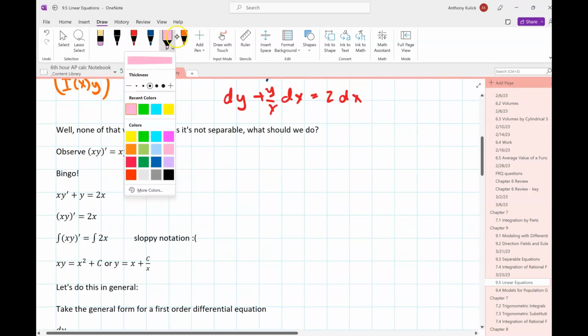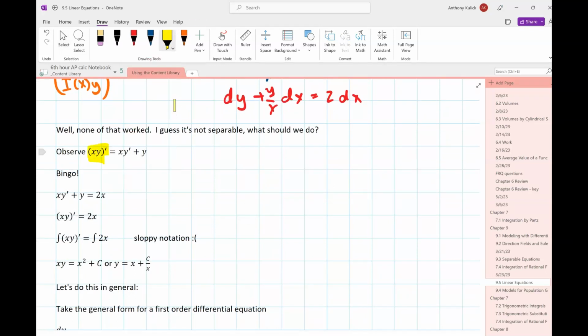So if you looked carefully, you might have seen that if I took the derivative of x times y, that's a product rule. That would give me x times the derivative of y plus y, which is exactly what we had. So if I think about that as the derivative of the product xy equals 2x, I can now integrate both sides, because this is a fundamental rule of calculus: the integral cancels out the derivative. And the other side has only a single variable, so no problems integrating now. That gives us xy equals x squared plus c, and then I just divide both sides by x, and we're done.